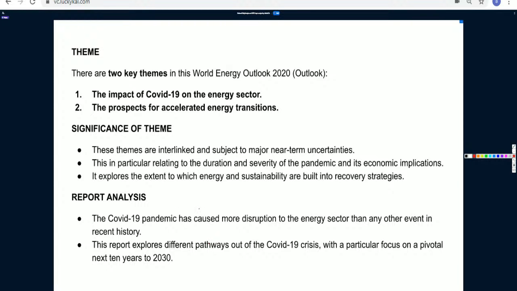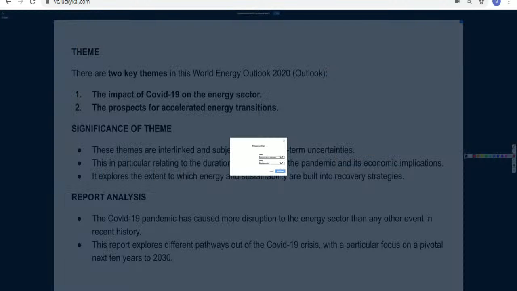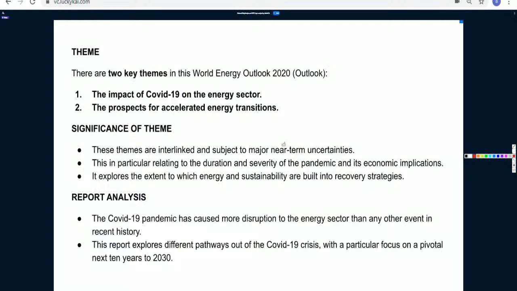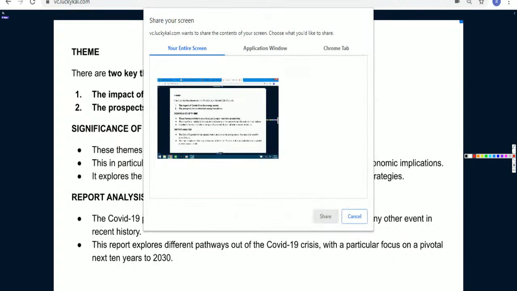This year's report has two themes. How many themes does it have? This year's report has two themes. What are the themes? We will talk about those themes now.